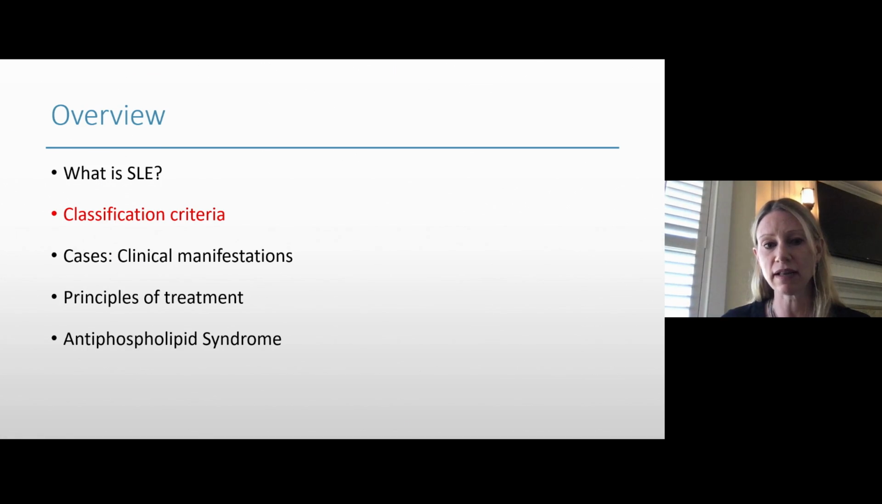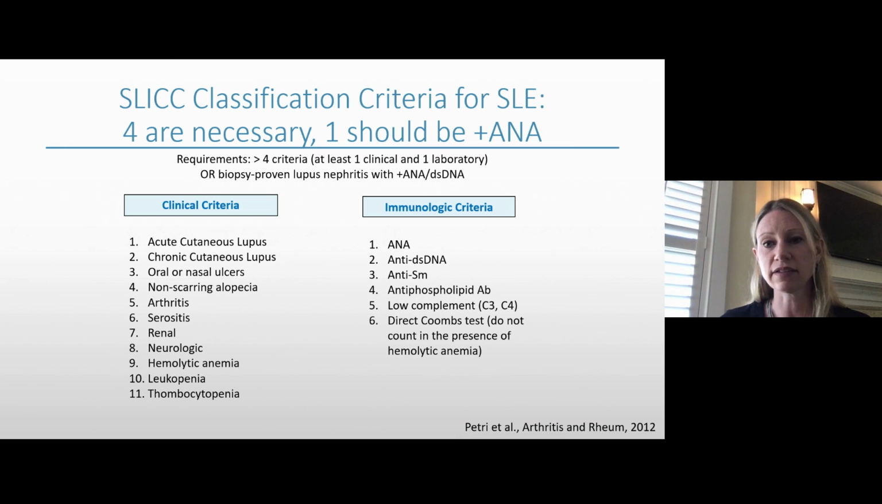So let's talk a bit about classification criteria. There are several different classification criteria systems. The most sensitive and specific is the SLE classification criteria for lupus. And you will see these different systems. And the basic idea is that there is not one test that tells you if somebody has lupus or not. With the SLE classification criteria, a patient needs to fulfill 4 of these criteria.